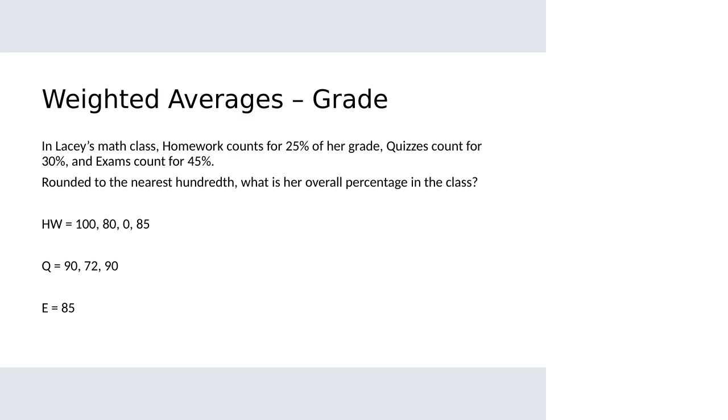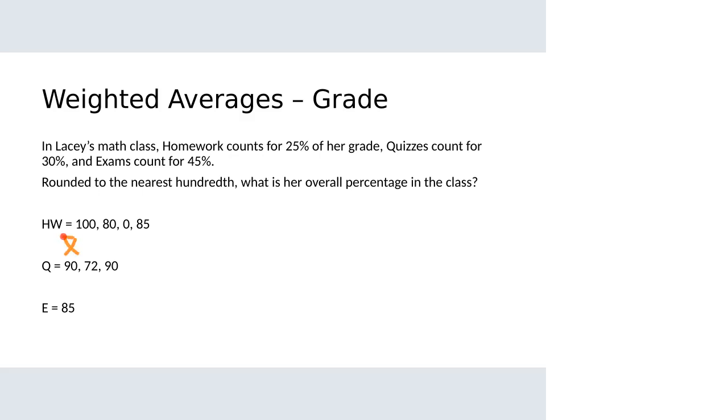Weighted averages. One of the ways we looked at weighted averages was in calculating the grade of a particular student. In Lacey's math class, homework's 25% of her grade, quizzes are 30%, and exams are 45%. Rounded to the nearest 100th, what is her overall percentage in the class? So each of these categories is given a certain weight that we're going to factor in. The first thing we need to find, though, is the mean for each. So for homework, we need the mean homework score.